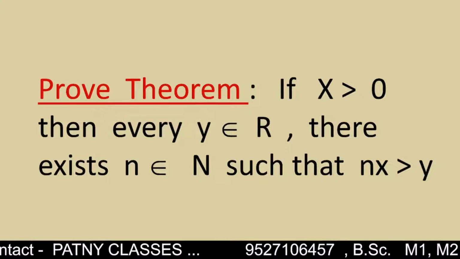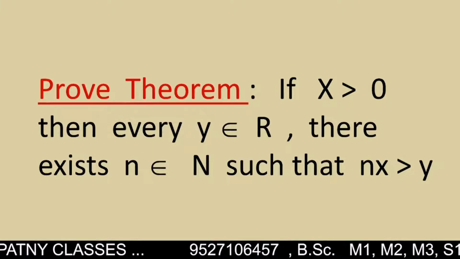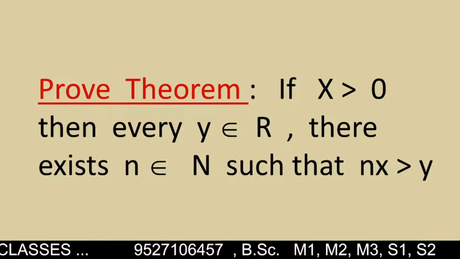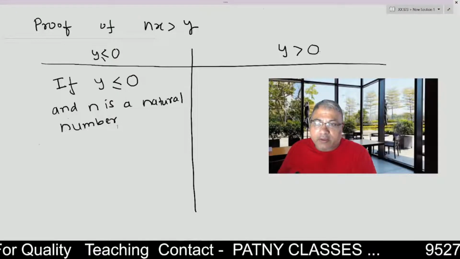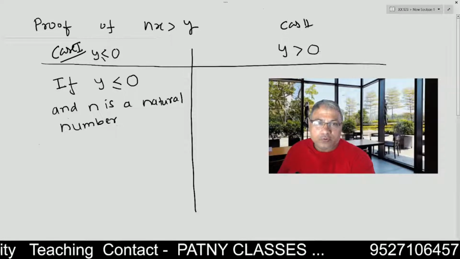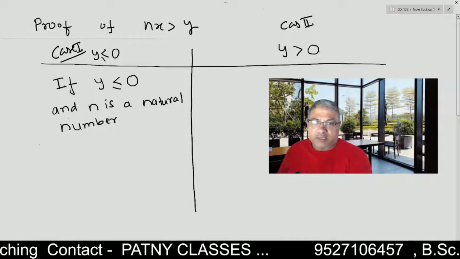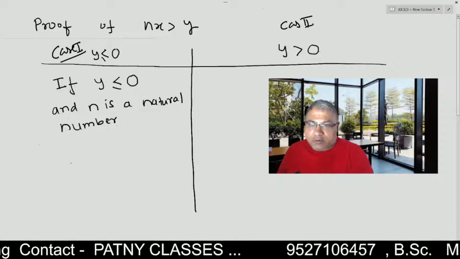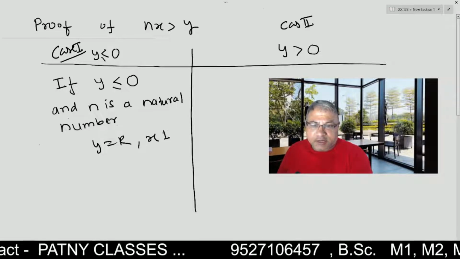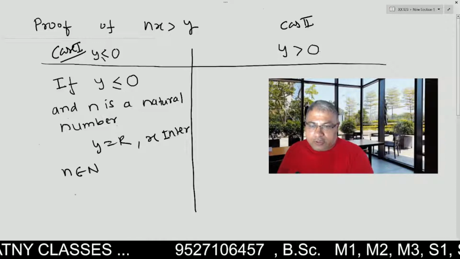Now we are going to prove the theorem. If x is greater than 0, then for every y belonging to R, there exists n belonging to N such that nx is greater than y. To prove nx greater than y, we consider two cases. In case 1, y is smaller than or equal to 0, and in case 2, y is greater than 0. In case 1, y is a real number, x is a natural number, and n is any number belonging to the natural numbers.